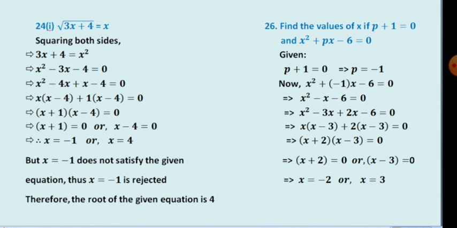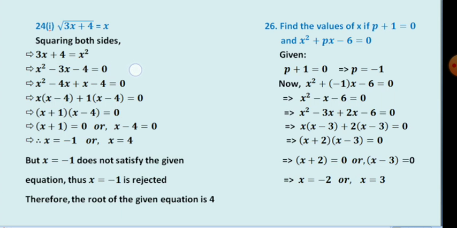Question number 24. Root 3x plus 4 equals to x. Now how to solve this type of equation? We can square both sides, otherwise we won't get the standard form of quadratic equation. So squaring both sides, the root will get removed, so on the left hand side we'll have 3x plus 4 is equal to, the right hand side will be x square. So now we can write it as x square minus 3x minus 4 equals to 0.